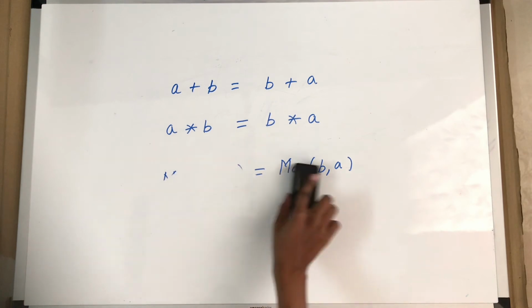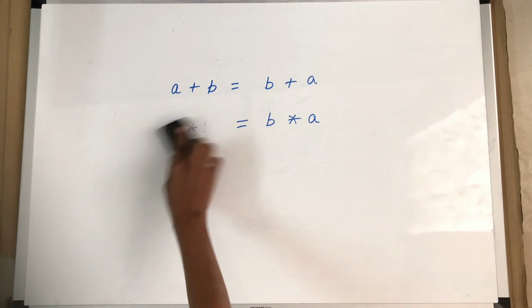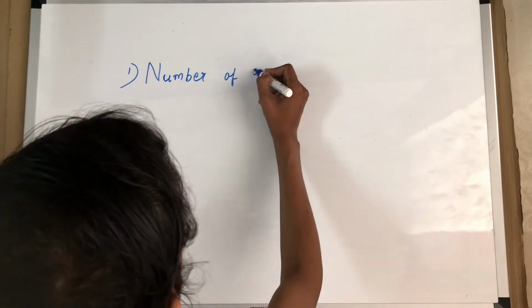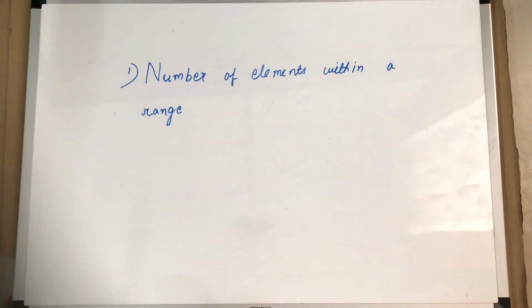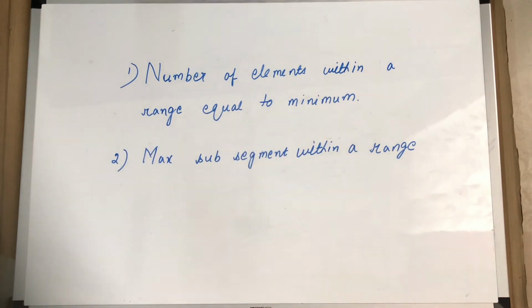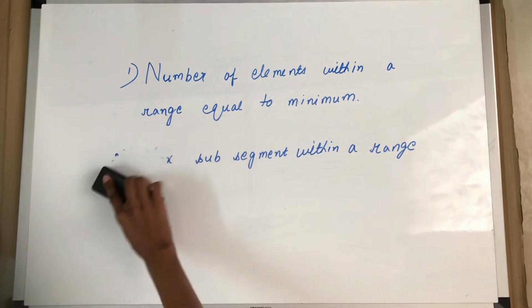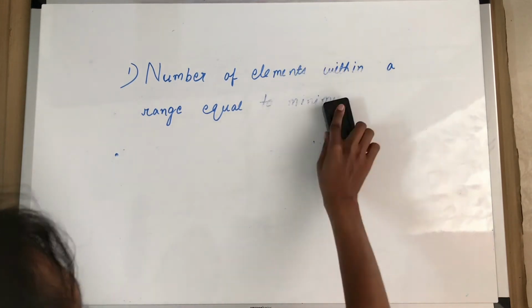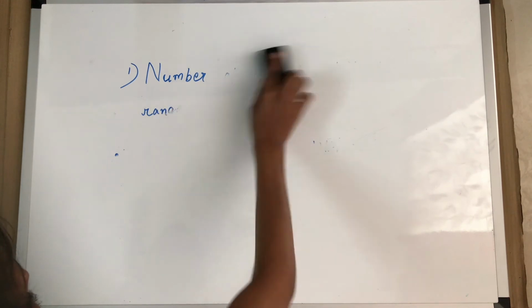But use of segment tree is not limited to commutative operations. Some of the more complex functions it can solve are number of elements in a range equal to minimum, max subsegment within a range. I will not be going over how to solve these kind of problems with segment tree, but I have provided links to some resources in description which will be useful to anyone who wants to look deeper into segment trees.